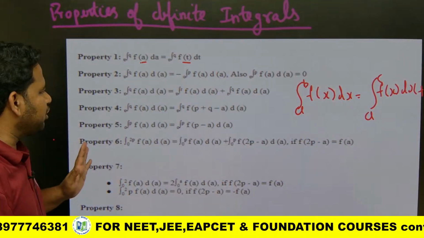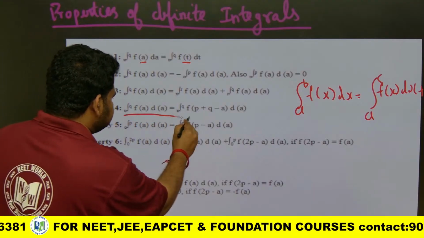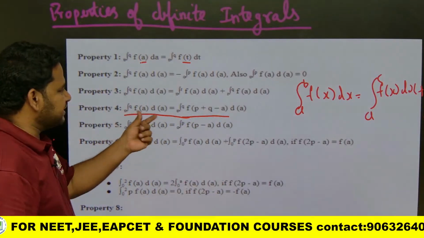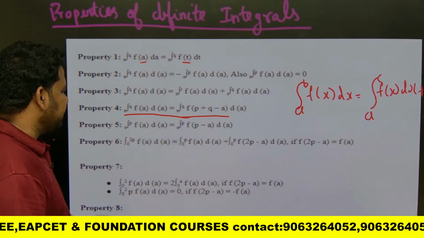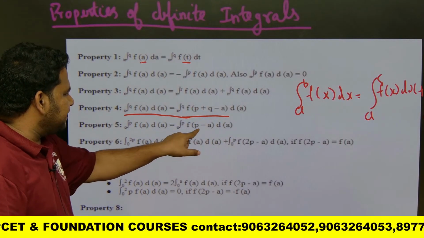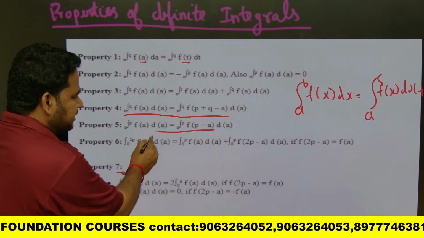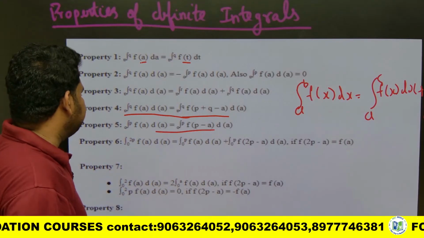And the most important property that I would like you to remember is this one: f(x) can be written as f(upper limit plus lower limit minus x). This is one important property, and also upper limit minus this one can give us this one. These are the most important properties which you have to remember.